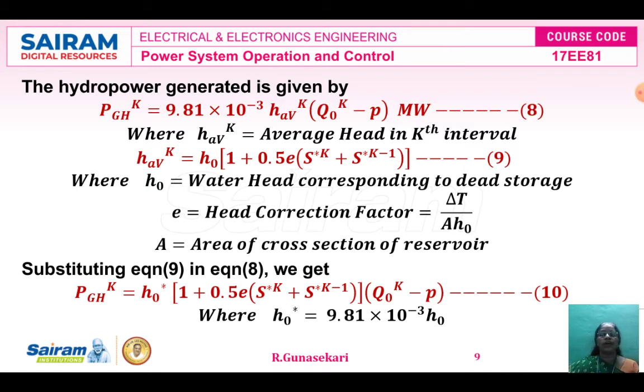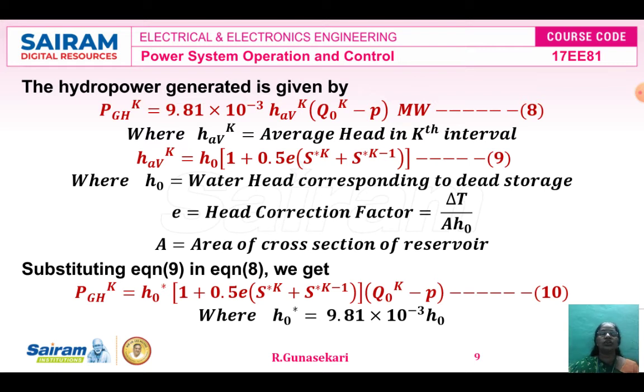In this formula 8, the term H average,k is equal to the average head in the kth time interval. K for time interval, H for water head, AV for average. So therefore H AV k represents the average head in the kth time interval. The formula for H AV is equal to H naught into 1 plus 0.5 E into S asterisk k plus S asterisk k minus 1. This is equation number 9.